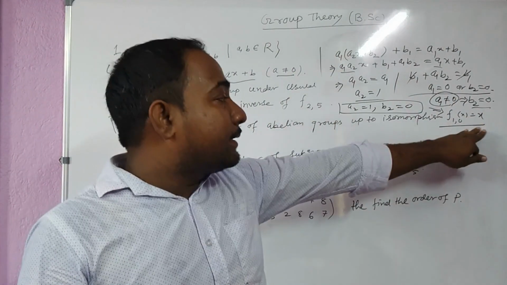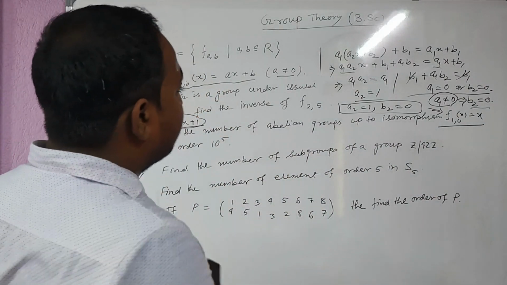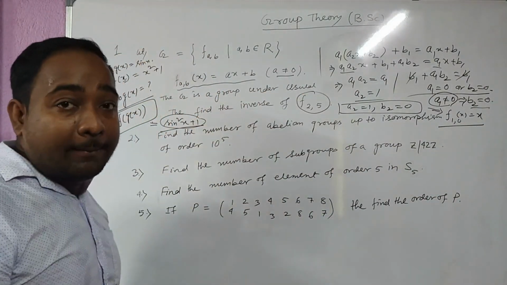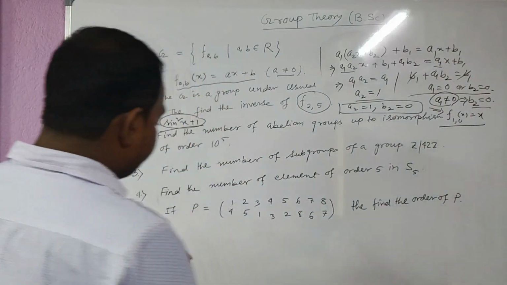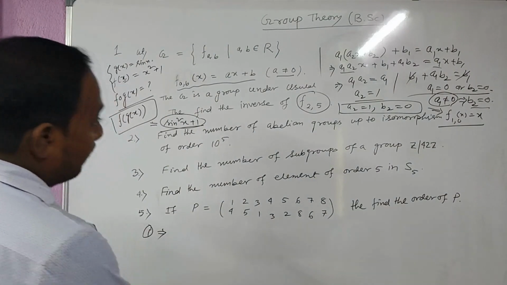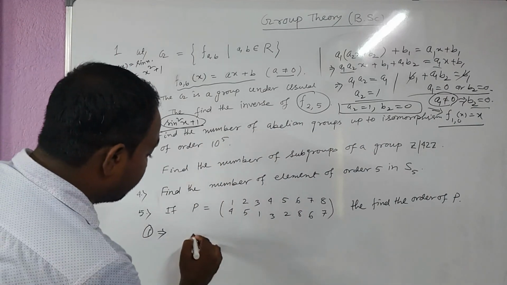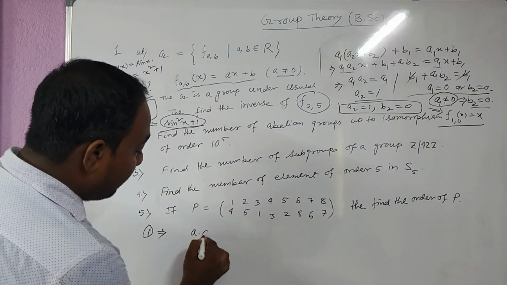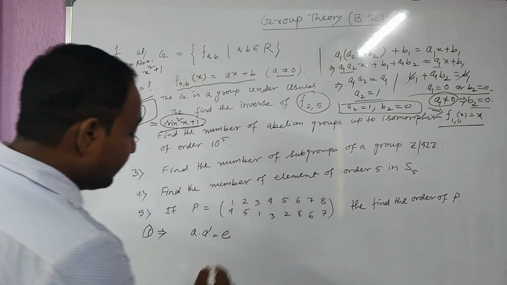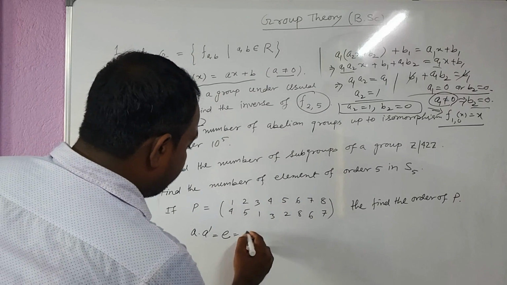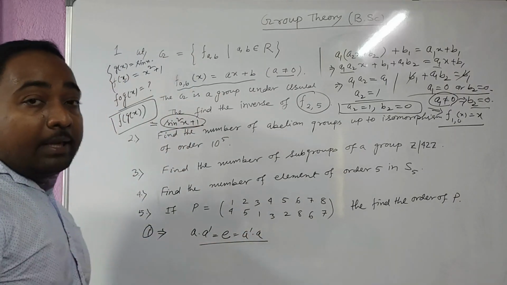And now using this identity, we will easily find the inverse of the element f_{2,5}. To find the inverse, we will use the concept of inverse. Suppose a is an element, then a' is called the inverse of a if a a' equals e. The inverse is obviously both a left as well as a right inverse. So this is the definition of inverse.